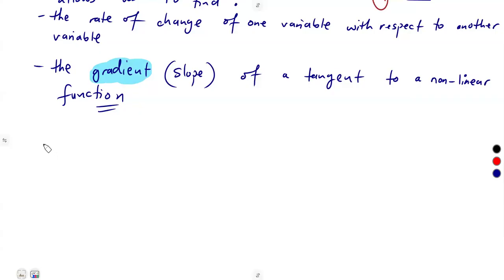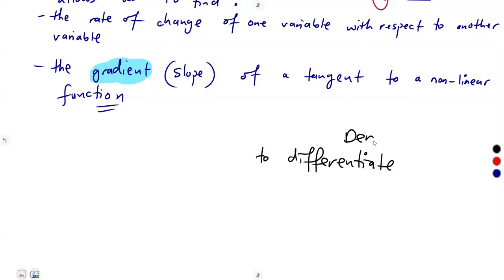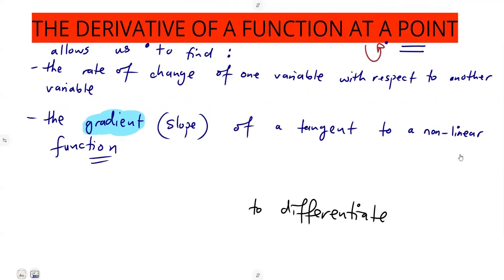The derivative. To find the derivative of a function simply means to differentiate. So don't worry, guys. You may be asking, you're telling us about derivative, now you're talking about differentiate, complicated. No, it's not even complicated. It is just a way that you're going to use to find these, and that is going to be given in different ways.